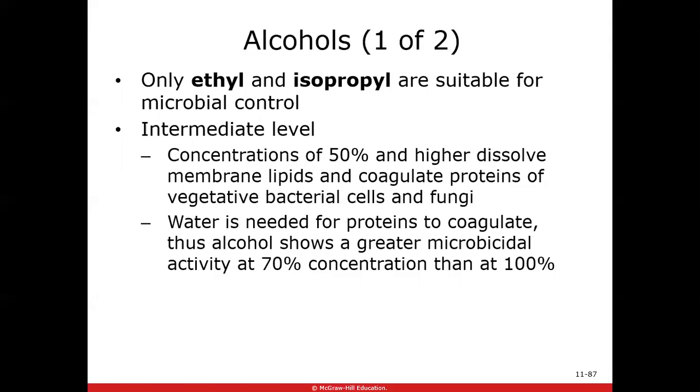So thus alcohol shows a greater microbicidal activity at 70% concentration than at 100% concentration, which means in order to coagulate protein, you need some water because it needs to undergo hydrolysis. And so you need water for hydrolysis. So if you have greater than 70%, the effectiveness of alcohol diminishes because you don't have water to come in there and break things apart.